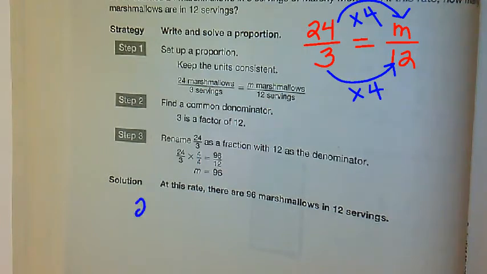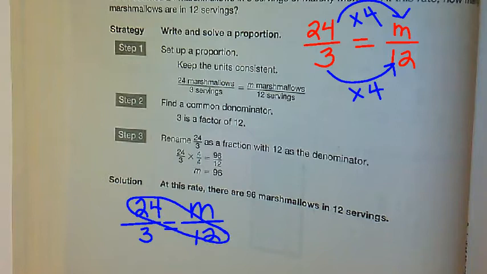Or again, you can set this up like a proportion and cross multiply. Remember, cross-multiplying, we find the cross products. So we multiply across, and then we would divide and solve for m. But either way, you're going to get 96 marshmallows in 12 servings.